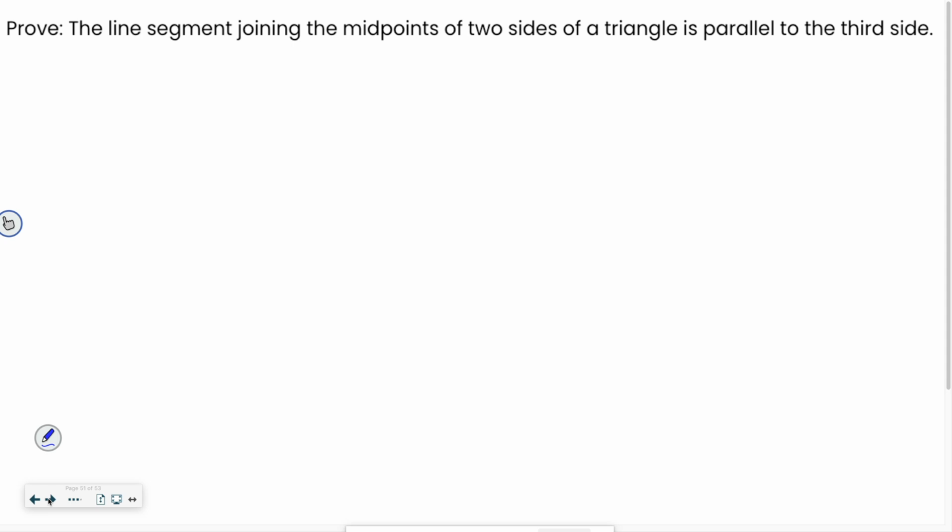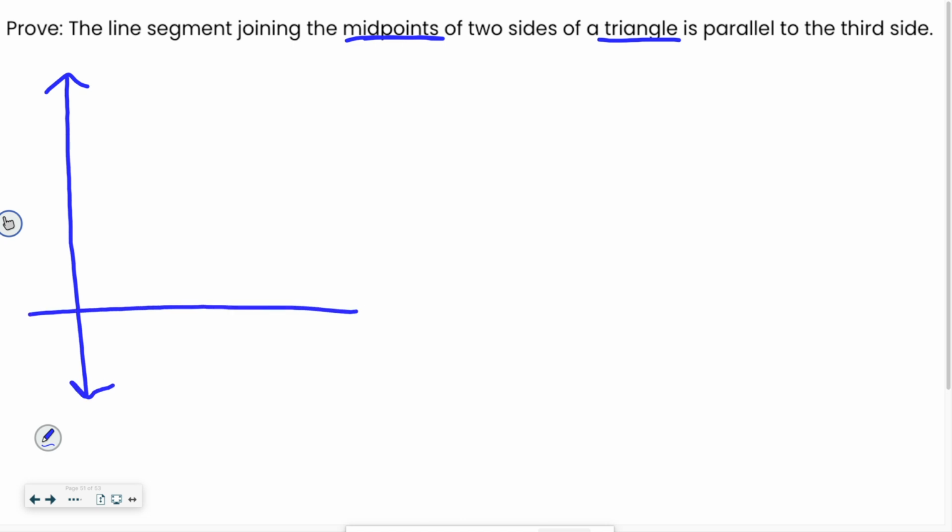All right, let's read it, see what it's asking of us. The line segment joining the midpoints of two sides of a triangle is parallel to the third side. Okay, so besides the fact that we just have a triangle and there's going to be midpoints on two of the sides, that's about all we know. It's not isosceles, it's not a right triangle. So again, it's just very vague. Let's start off by drawing your first quadrant.